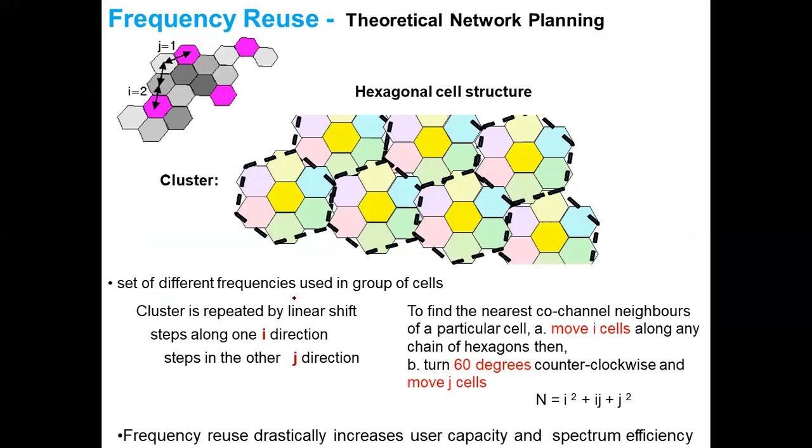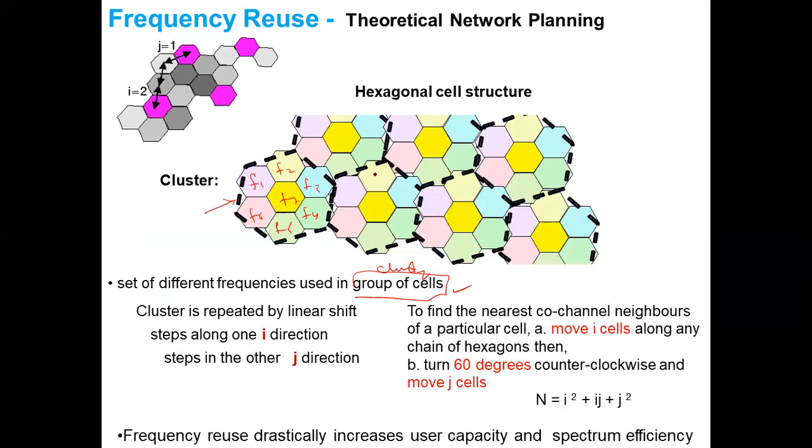So the set of different frequencies is used in a group of cells. A group of cells is nothing but a cluster. So different frequencies are used: I use one frequency here, F1, F2, F3, F4, F5, F6, F7. I have a limited spectrum which is divided into, let us say, 7 groups. The same 7 groups, we use the same frequency set in another configuration.